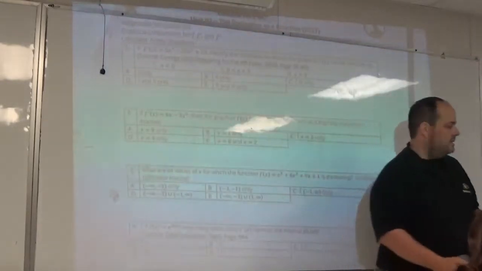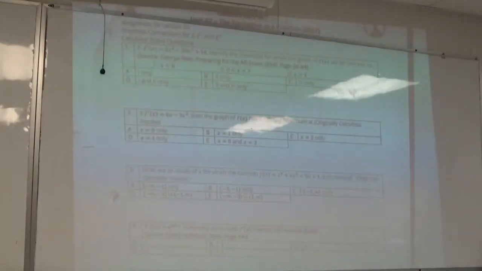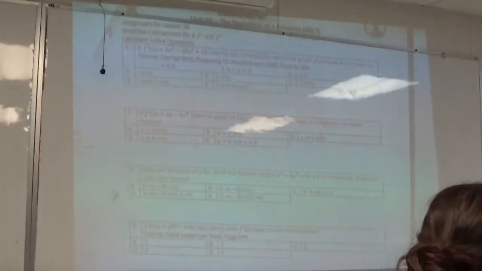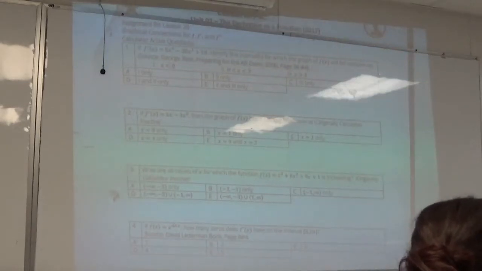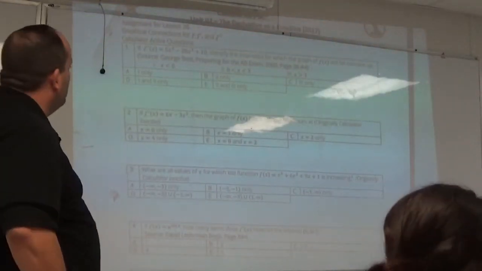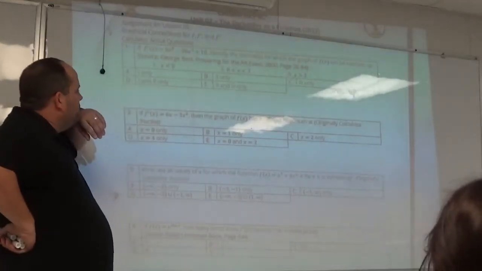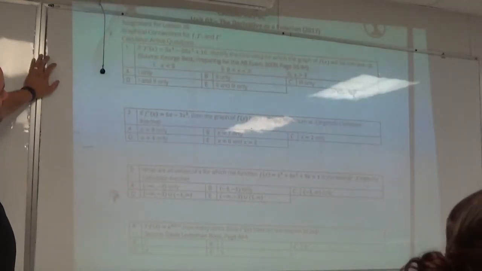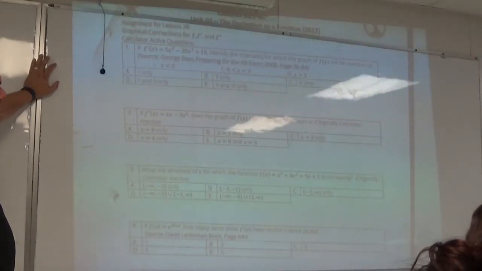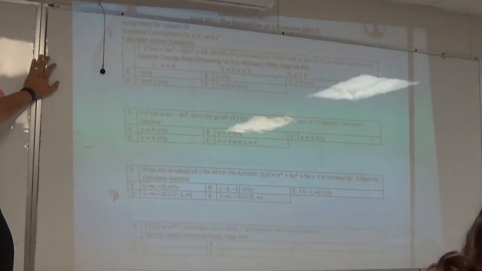All right. My friends, the first 6 questions are going to be calculator active, which means you best have your calculator handy. Okay, number 1, f prime is equal to 5x to the 4th minus 20x cubed plus 10. Identify the intervals for which the graph of f will be concave up.